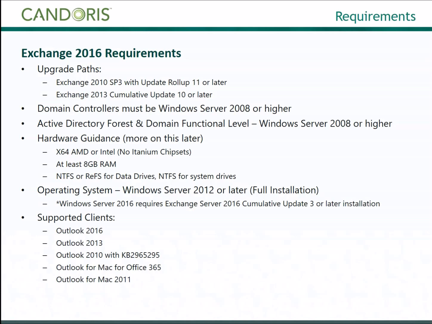Windows Server 2012 or later can be leveraged as the server operating system. Note that in order to deploy on Windows Server 2016, you must use an Exchange 2016 installer that contains Cumulative Update 3 or later. Supported Outlook clients include Outlook 2016, 2013, 2010 with KB 2965295, Outlook for Mac, the Office 365 version, or Outlook for Mac 2011. In order to achieve the best client experience, Outlook 2016 is recommended for use with Exchange 2016.